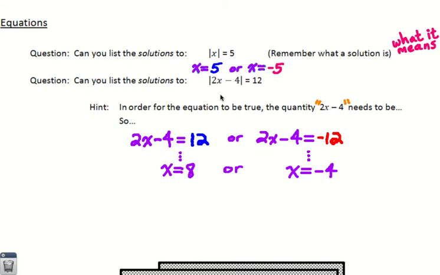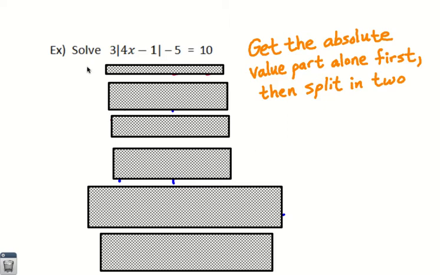One of the teachers I work with pointed out that there are two vertical lines that denote absolute value. There's two vertical lines, which means there's going to be two cases: one where it's equal to positive 12 and one where it's equal to negative 12, and then you can solve each one. So in this example, the absolute value part would be the absolute value of 4x minus 1. Like this says, get the absolute value part alone first, then split in two cases.